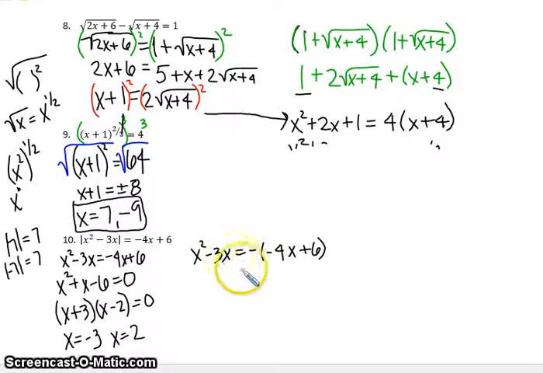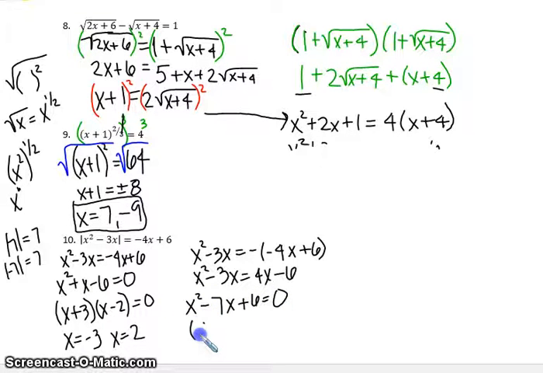For the second equation that I had to set up, make sure you distribute your negative first. So you end up with a positive 4x and a negative 6, and then subtract everything over. So that's x squared minus 7x plus 6. When I factor that, x minus 1 and x minus 6 equals 0. So I have x equals 1 and x equals 6.